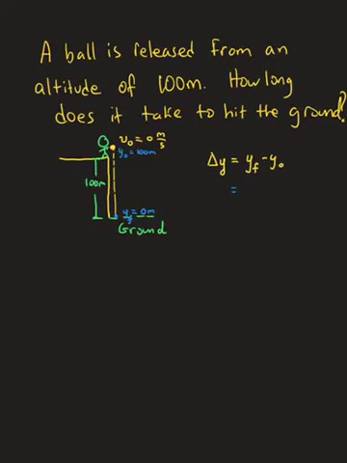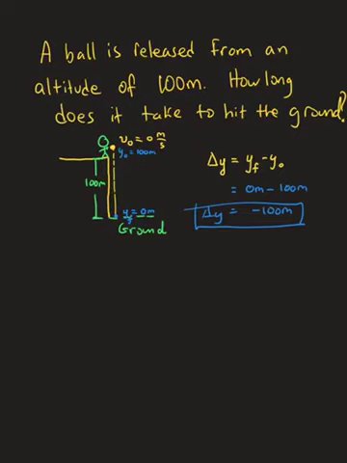So if we calculate our y final minus y initial, we'll have 0 meters minus 100 meters. So our displacement is negative 100 meters. Now keep in mind, displacement is a vector, so the negative sign makes sense because it indicates the direction, which is down.